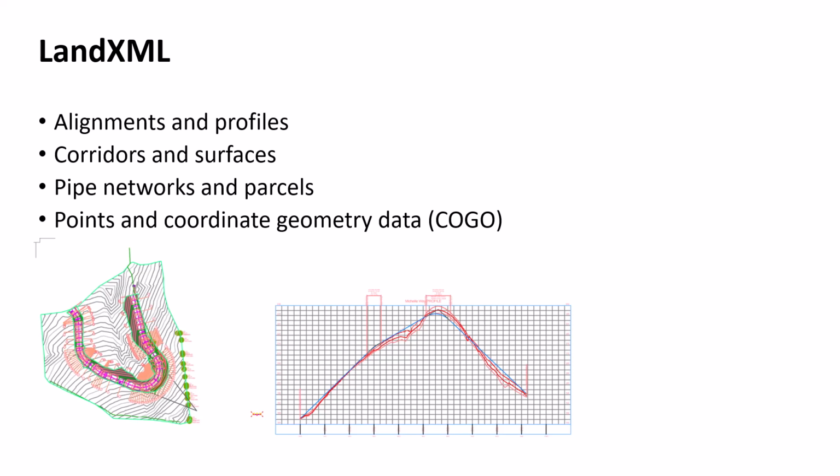Knowing which file type supports which object ensures you choose the correct export method for your project. LandXML is the most common Civil 3D transfer format. It supports alignments and profiles, corridors and surfaces, pipe networks and parcels, points and coordinate geometry data.